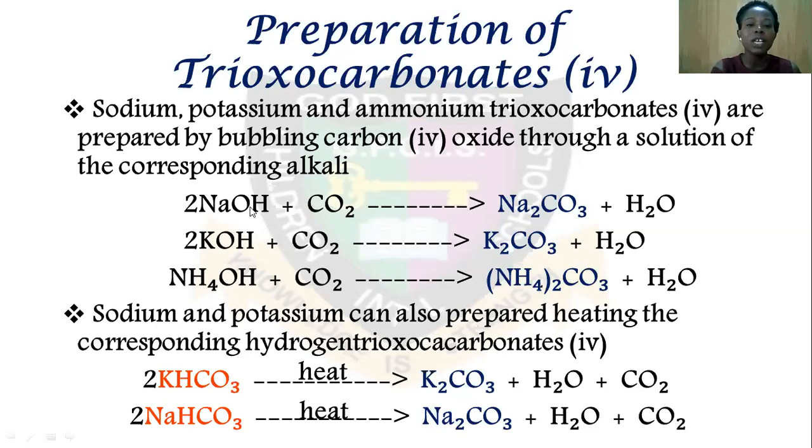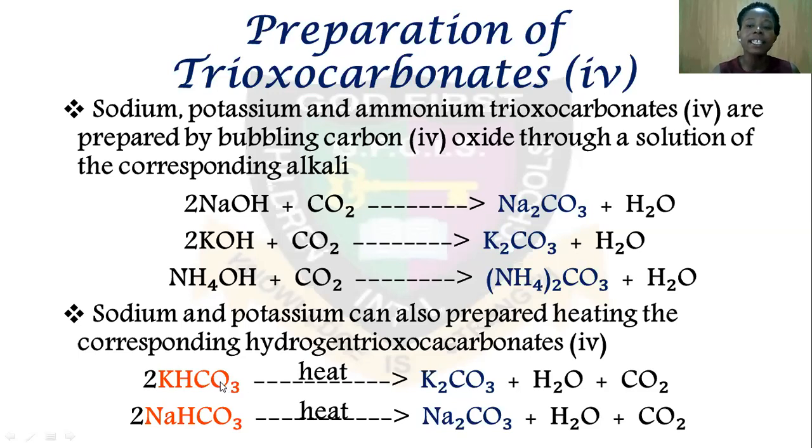For example, when carbon dioxide is bubbled through sodium hydroxide, an alkali, you have sodium carbonate 4. Then when you bubble carbon dioxide through potassium hydroxide, you have potassium carbonate 4. Then ammonium hydroxide with carbon dioxide, you have ammonium carbonate 4. I told you that these three carbonate 4 are soluble in water, so that's why they could be prepared by this method.